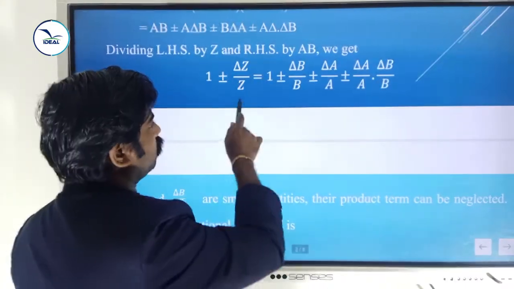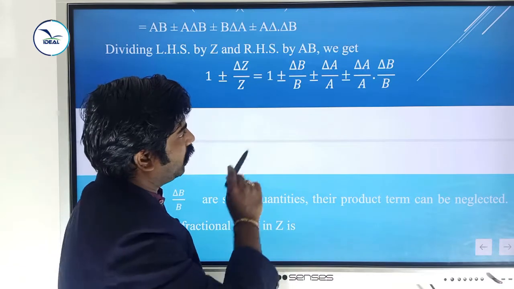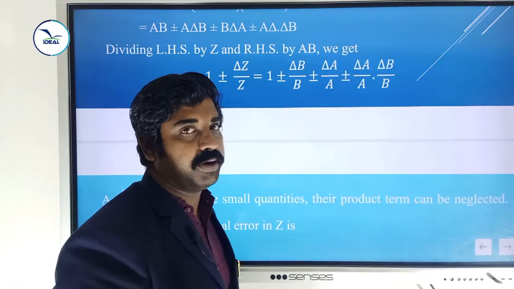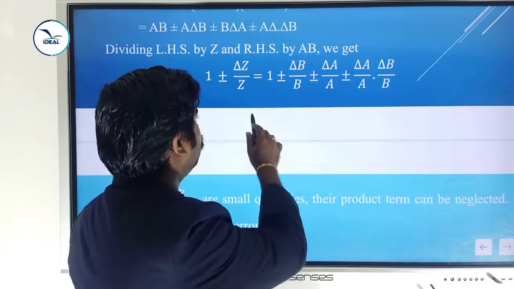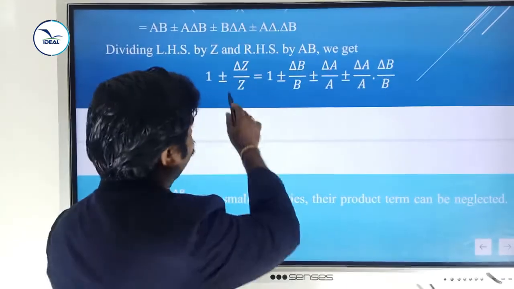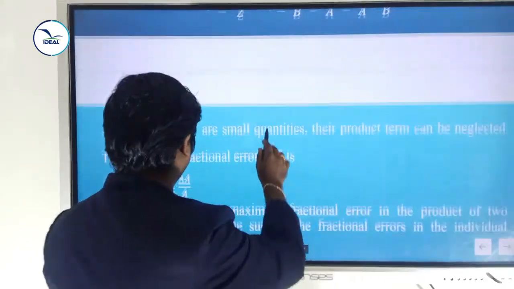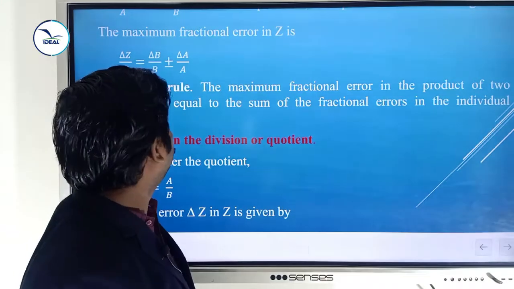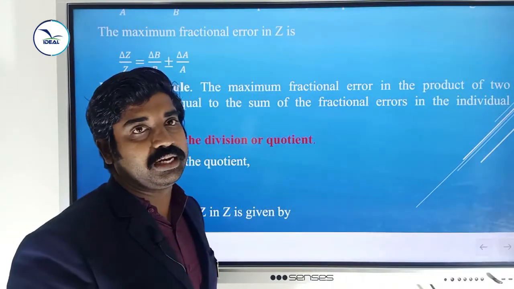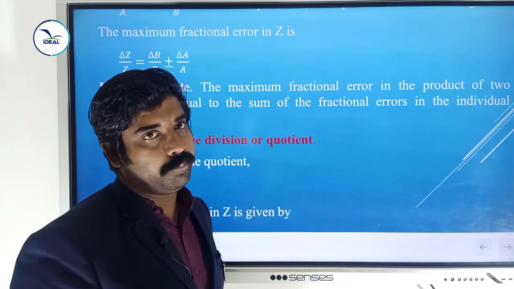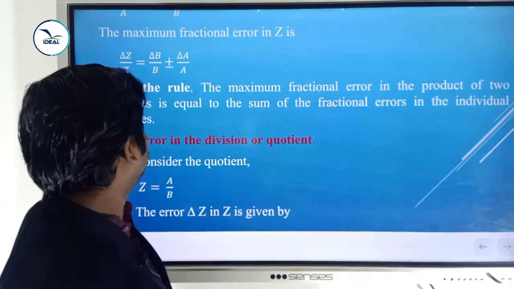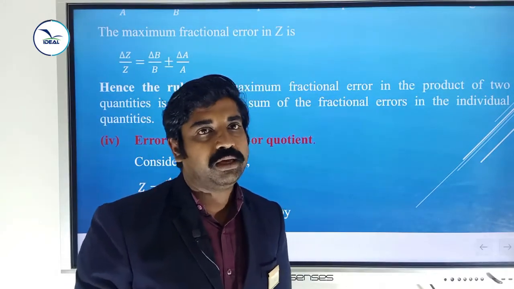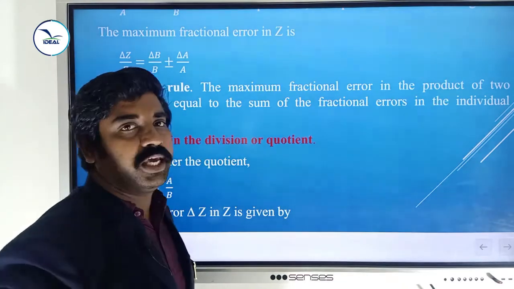So we have 1 plus or minus delta Z by Z is equal to 1 plus or minus delta B by B plus or minus delta A by A. That term only we have. So now we can write that when 1 becomes cancelled, delta Z by Z is equal to delta B by B plus or minus delta A by A. Or we can say that delta Z by Z is equal to delta A by A plus delta B by B. What is this delta A by A?